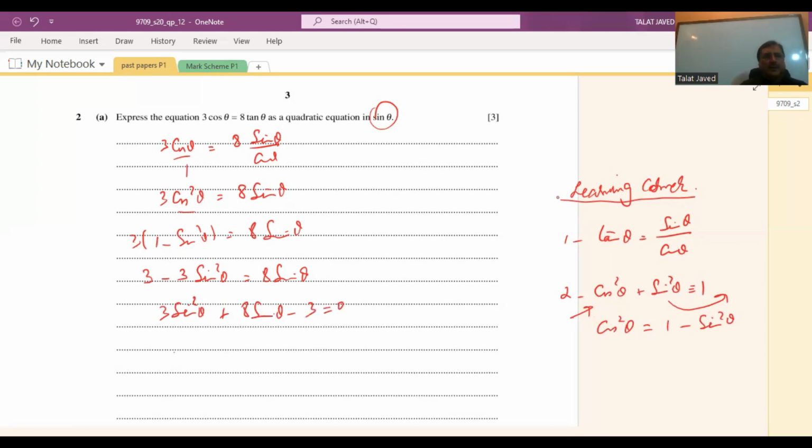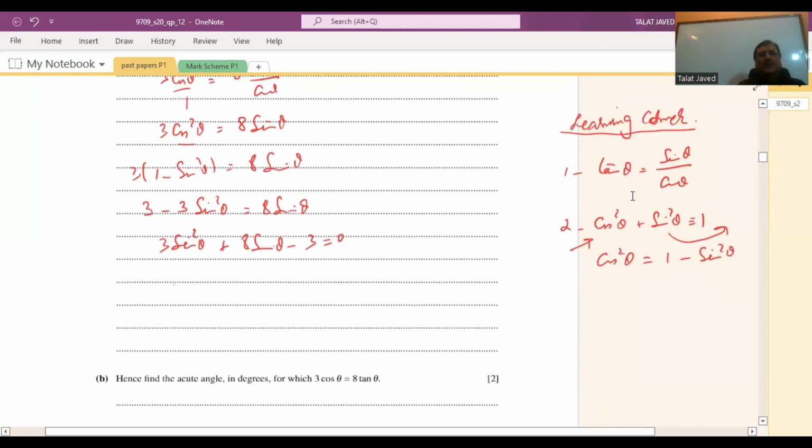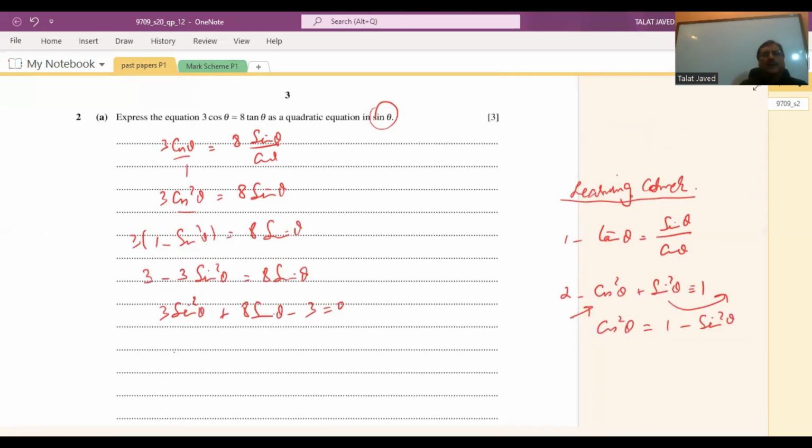Now this is the quadratic in sin theta. So this is the equation which is quadratic in sin theta.